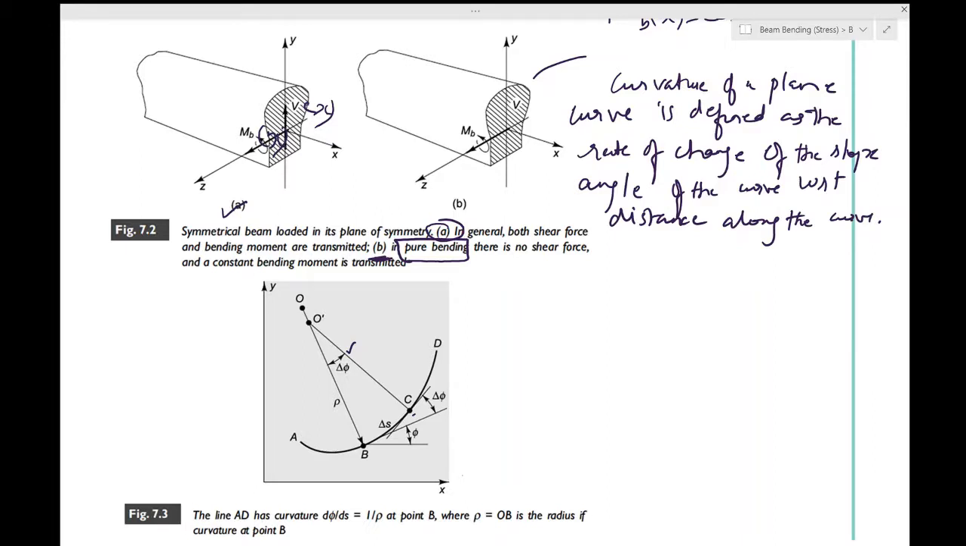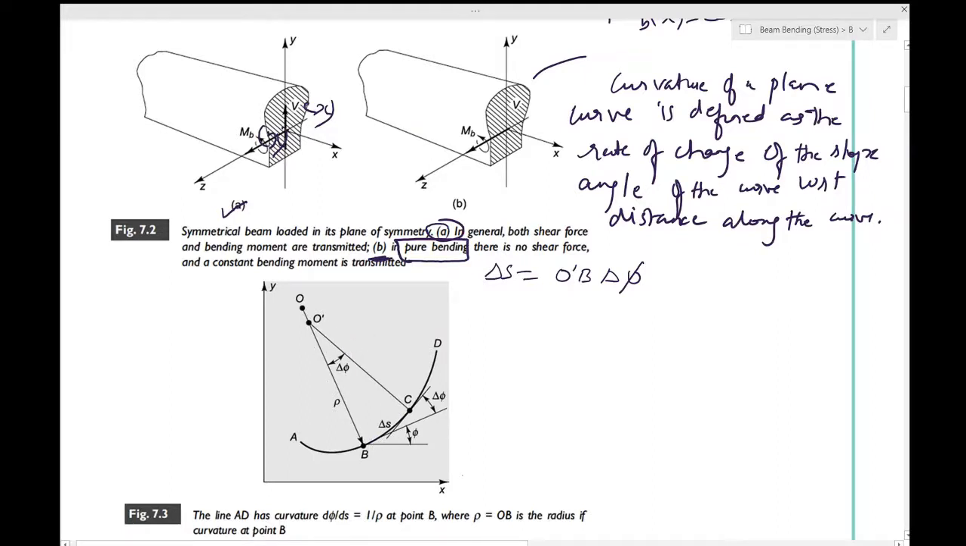when delta phi is small, the arc delta S, this is the arc delta S, can be approximated as O'B delta phi. Okay, this is how you can take this along the curve. And let's see how this delta phi has come along first.